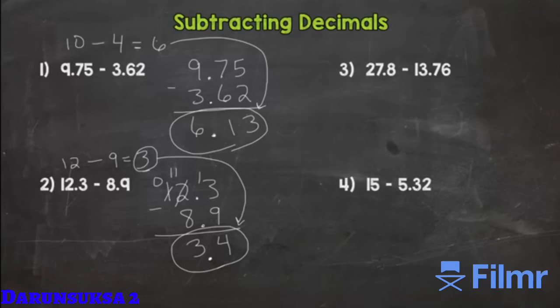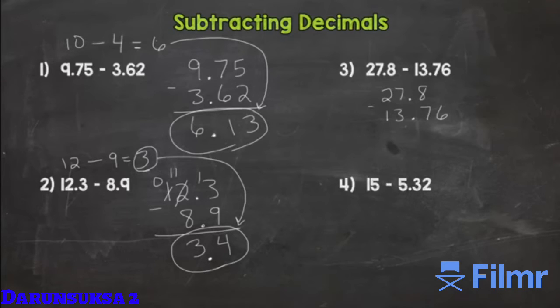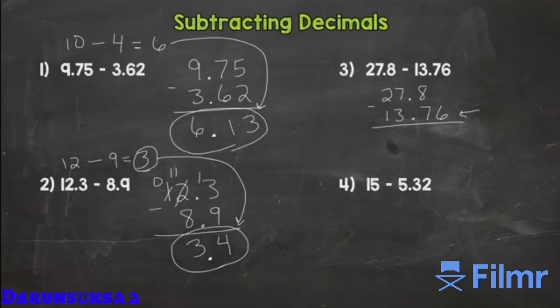Number 3, first step, line up our decimals. Put our subtraction sign, our equal sign. Now this one is a problem where we will use a placeholder 0. See how we're a little offset here, and the bottom number has a 6 in the hundredths, and our top number doesn't have anything in the hundredths.